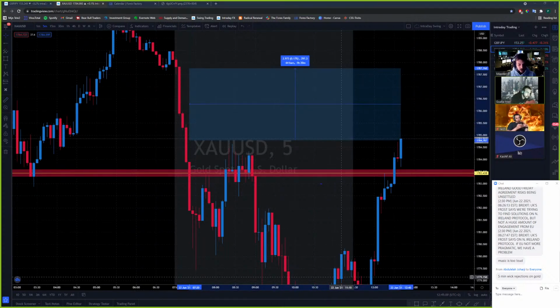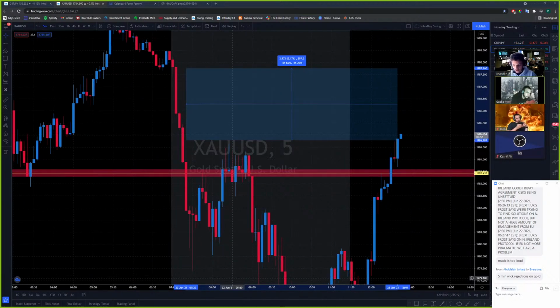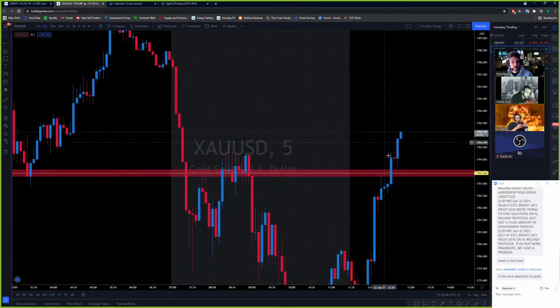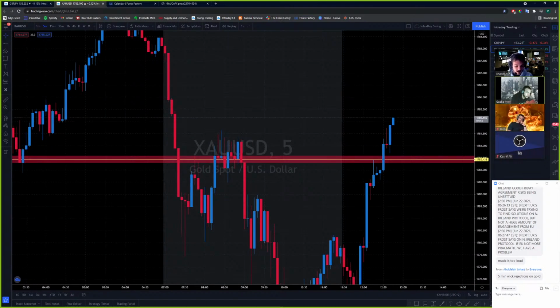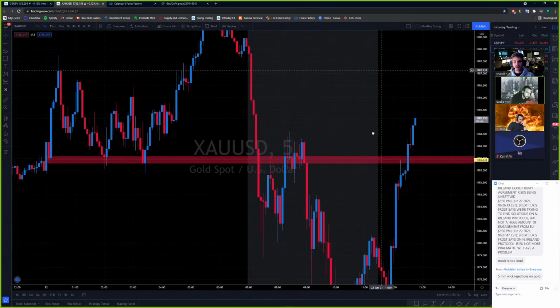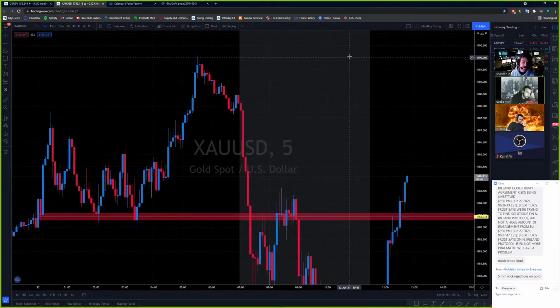Any analysis for Euro USD? No, I don't trade Euro USD, so I don't analyze it unless you send in a chart. Then I can take a look at your analysis. Is it possible that the market goes up to 1790 and above? Yeah, I think it can go up to 1790, and then you'll be at break even on your buy stop in the Asia session.